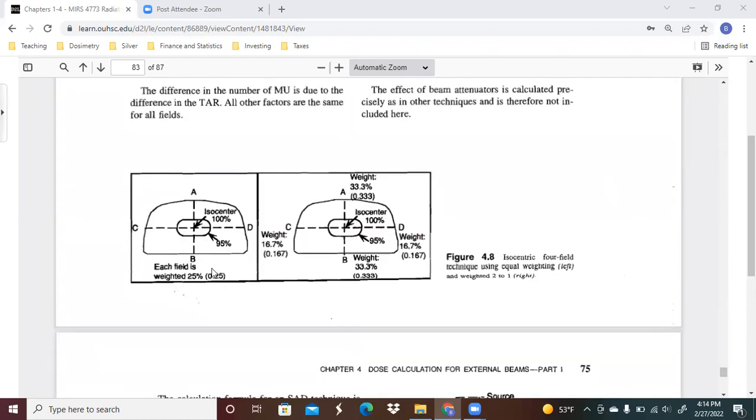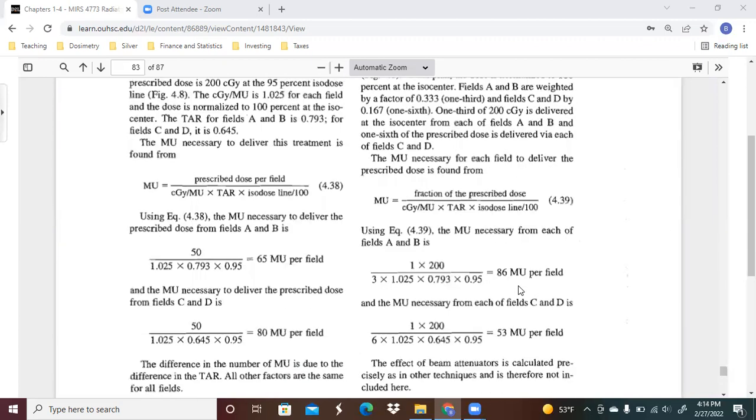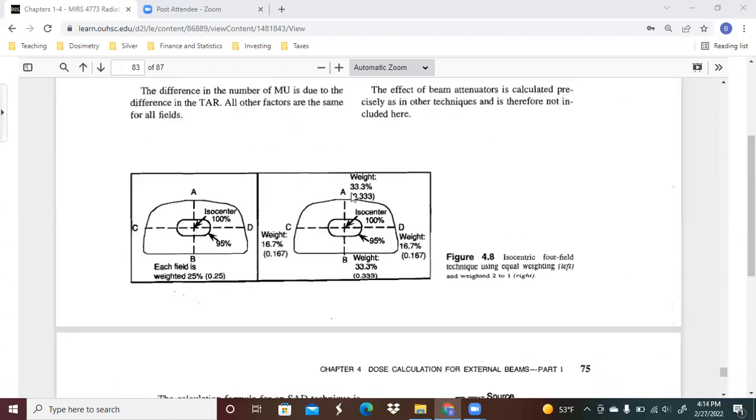The situation we're talking about is much like what we saw in one of the previous figures. A and B are coming in this way, C and D are coming in this way. Isocenter is here. The 95% line is right there. And each field is going to be weighted 25%. If we want to make things more complex, we can do unequal weightings, where this is contributing a third, and this is contributing 2/3.